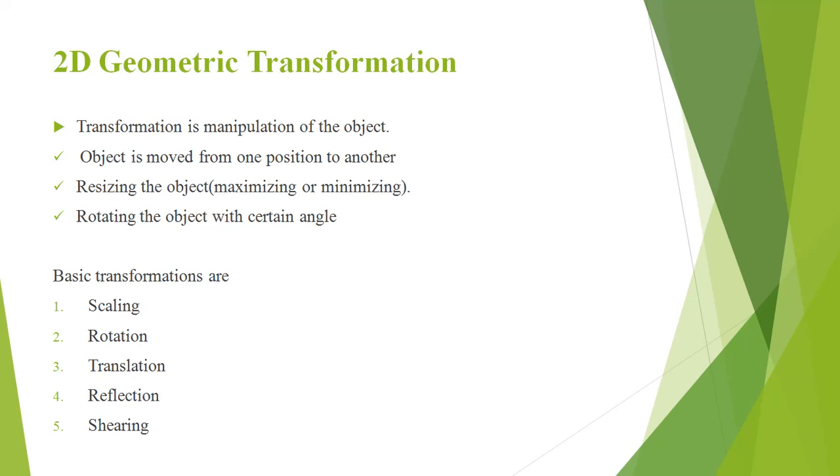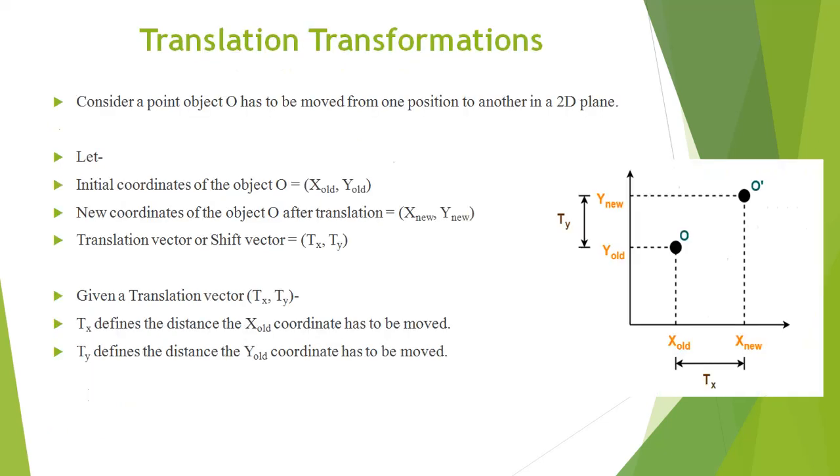There are many transformations in computer graphics for the 2D plane, that is the two-dimensional plane. The first is scaling, next rotation, translation, reflection and shearing. In this lecture we are going to discuss the translation transformation, the third type of transformation in computer graphics.